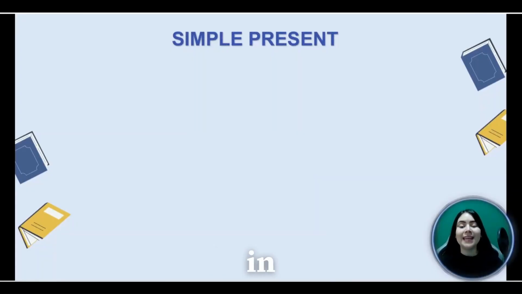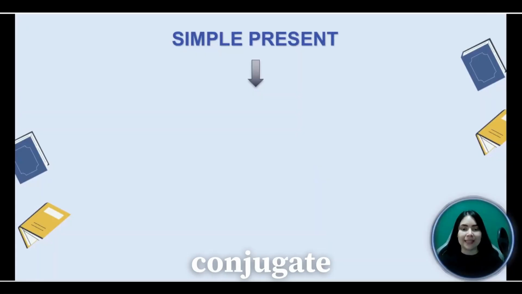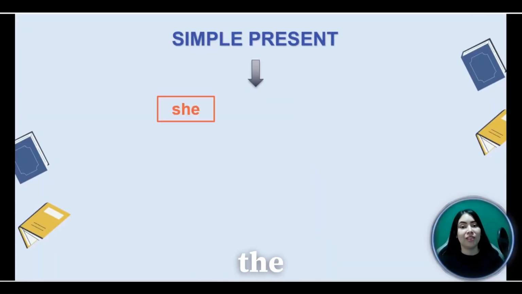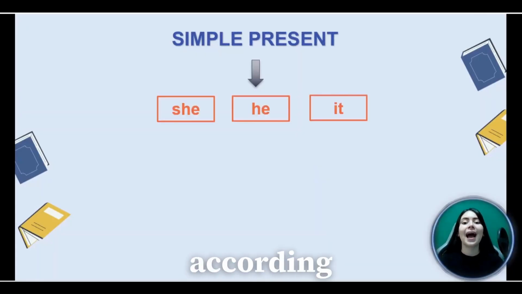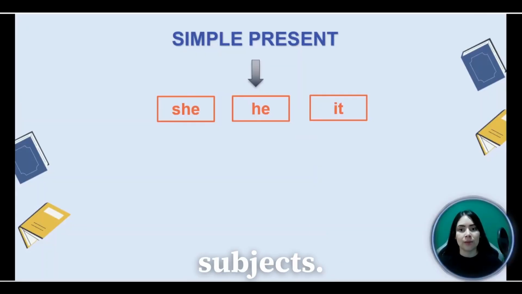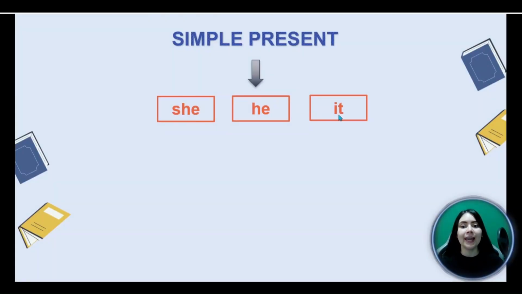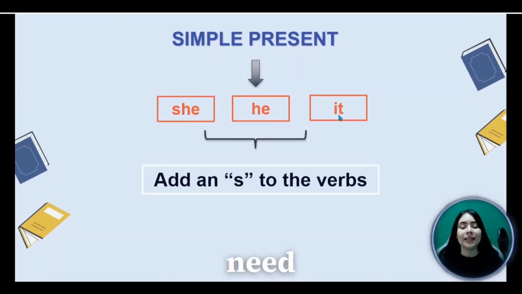Remember that the simple present, we use it to speak about the routine, about the habits we have in the present. And we conjugate the verbs of the affirmative sentences according to the subjects. For example, if I am talking about she, he, and it, we need to add an S to the verbs.